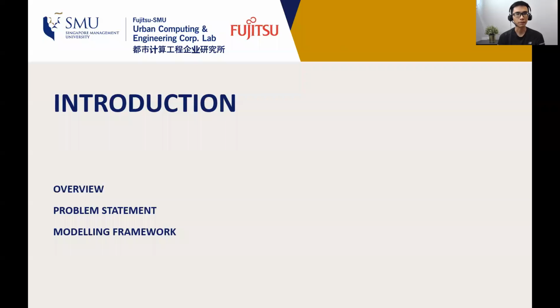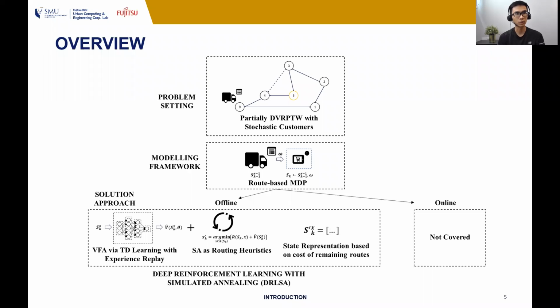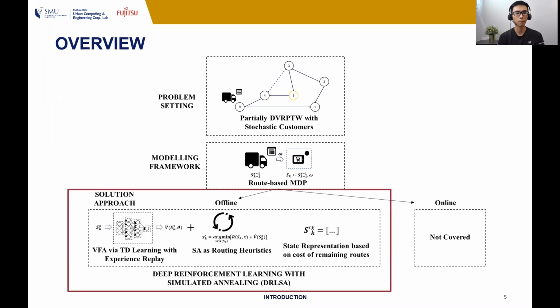So the overview of the paper, first we'll define the problem that we are addressing, which is partially DVRP with stochastic customer, and we model it with route-based MDP. And most importantly, in our paper, we propose a solution approach. We coined a term called Deep RL with simulated annealing, DRLSA, to solve this problem. And this DRLSA consists of three main components.